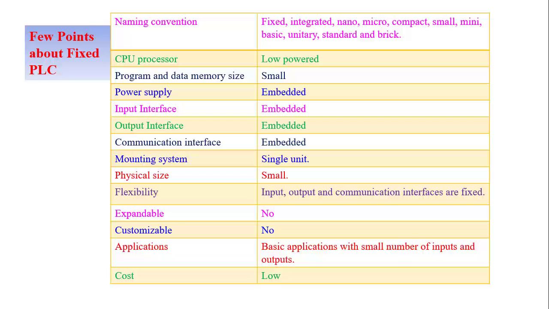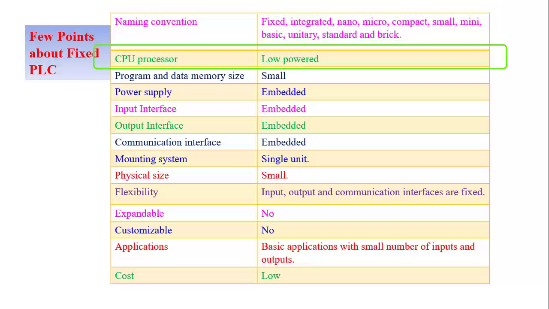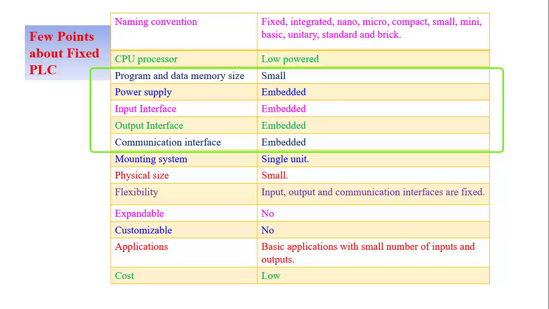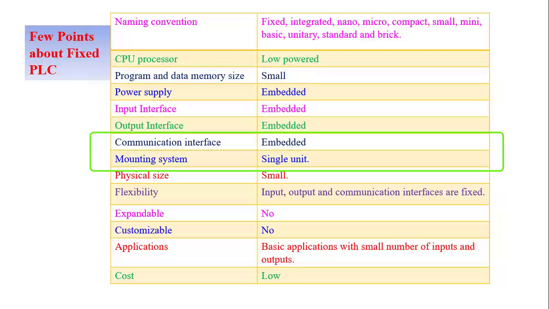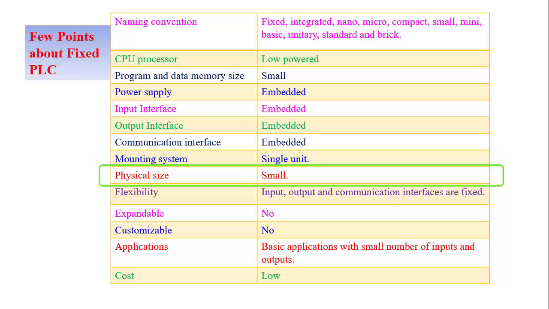A few points about fixed PLC. Different companies have given different names to their fixed type of PLC, like fixed, integrated, nano, micro, compact, small, mini, basic, unitary, standard, bricks, etc. This fixed PLC has a very low powered CPU. Power supply, input interface, output interface, and communication interface are all embedded into a single unit. The mounting system is a single package. The size of a fixed PLC is small.